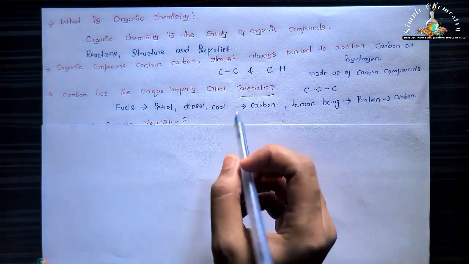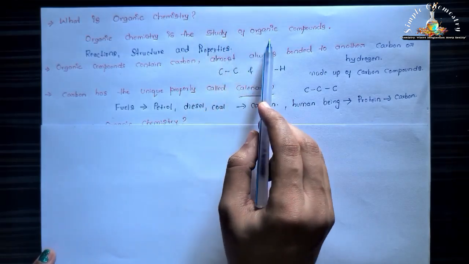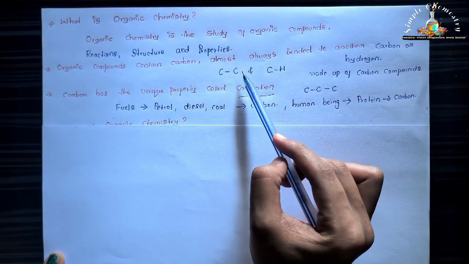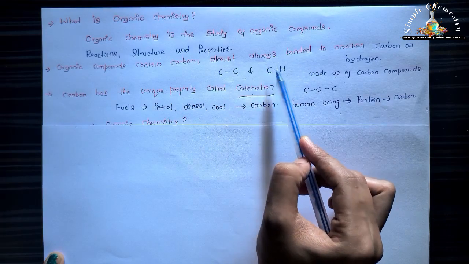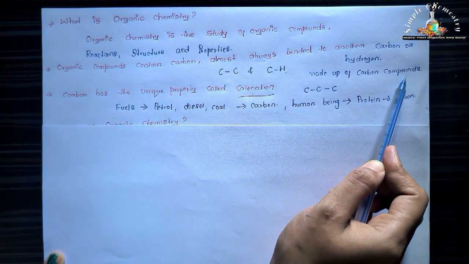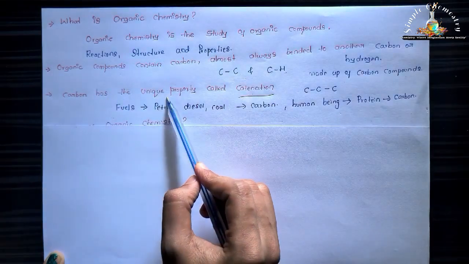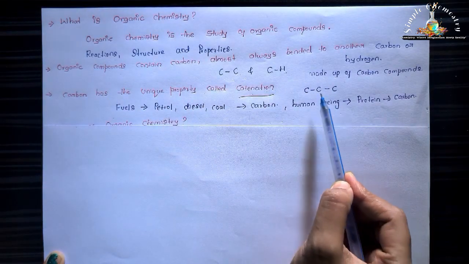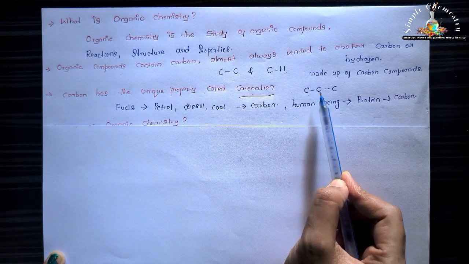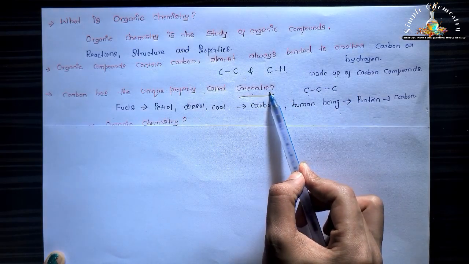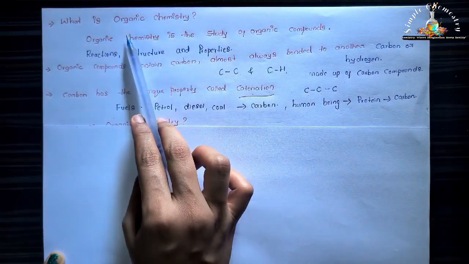Organic chemistry is nothing but the study of organic compounds. In organic compounds, mainly the carbon is bonded with carbon, otherwise the carbon is bonded with hydrogen. Mainly it contains carbon compounds. The carbon has one unique property that we call the catenation property. Carbon bonded with carbon is like a continuation chain, which we call the catenation property.